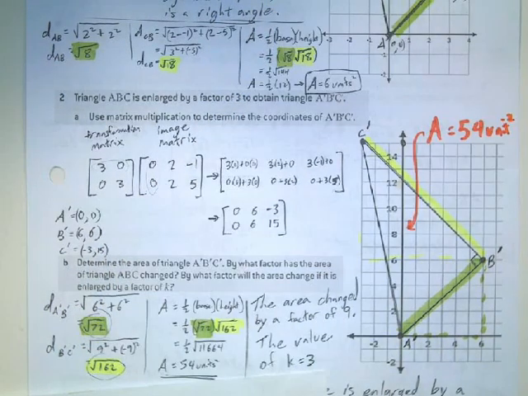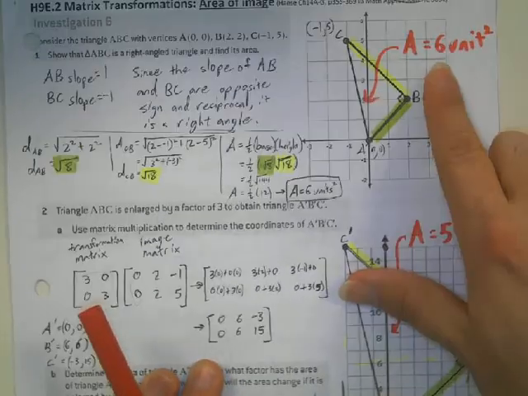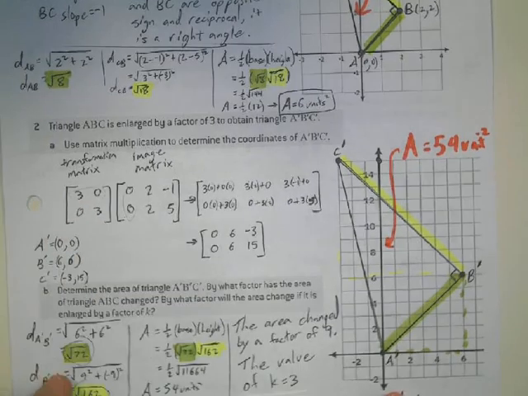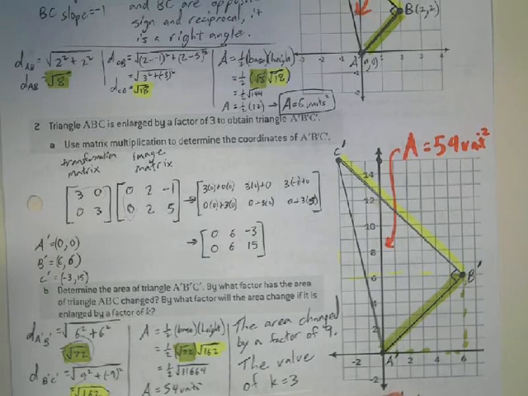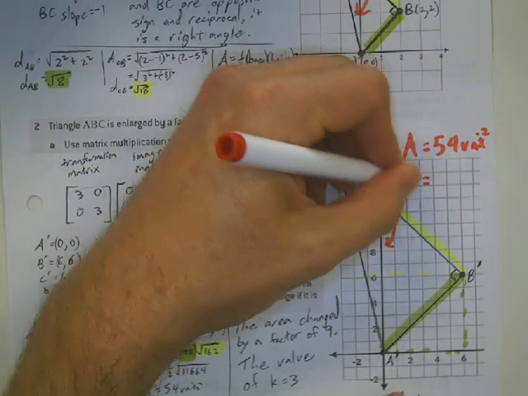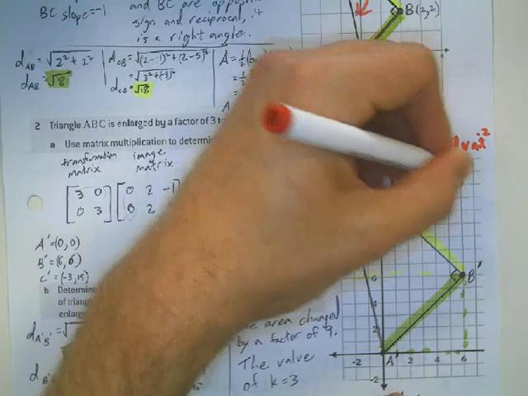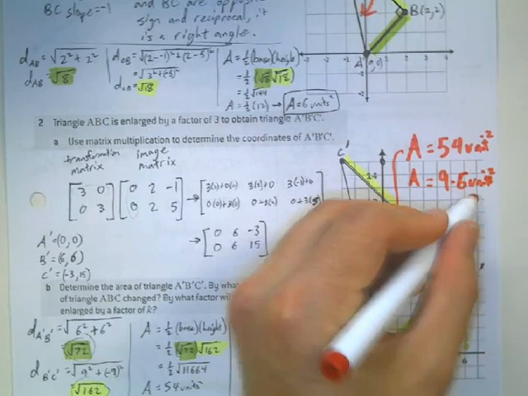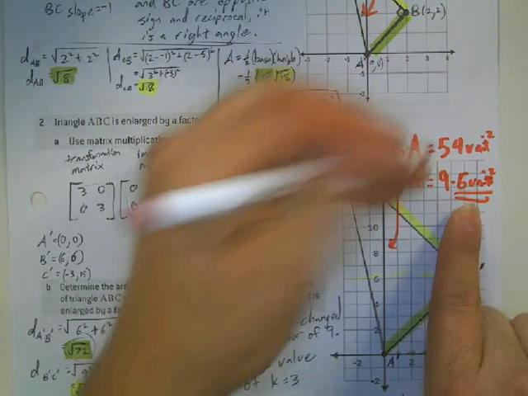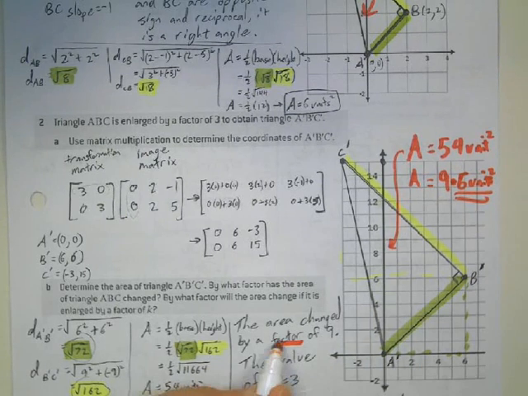Units squared. And if we recall, this area is 6 units squared. So if I do 54 divided by 6, we could also say that this area is 9 times 6 units squared, right? So our first original shape was 6 units, and this is 9 times. This is increased by a factor of 9.